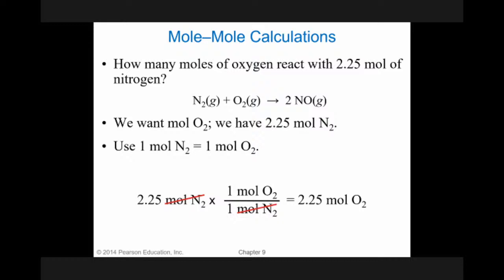So we have the 2.25 mole of N2. Now we select the factor appropriate for this calculation. Because we want to get rid of mole N2, whatever you're trying to get rid of should be in the denominator. So it's gone. We got mole O2. That's our concern. So now we got 2.25 mole O2.